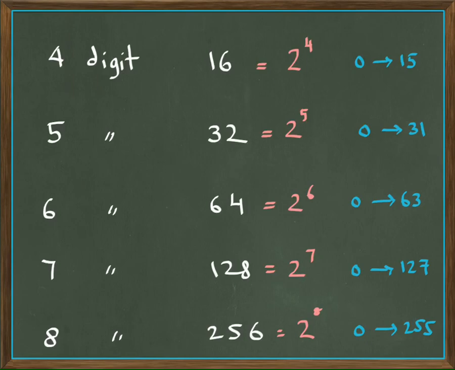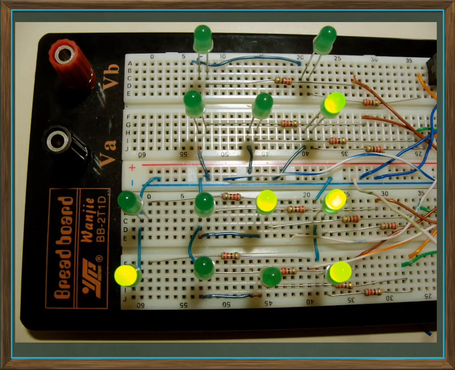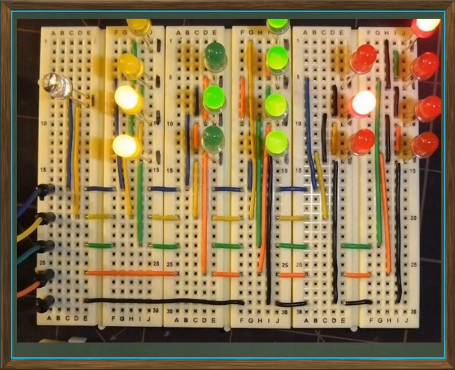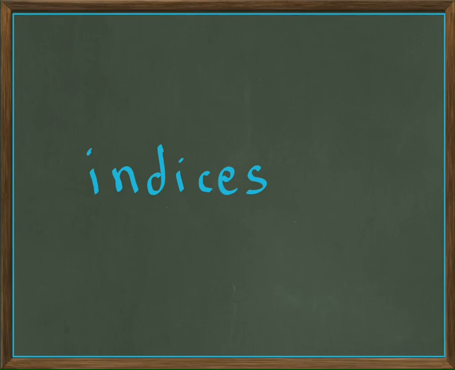Similarly, for a 5-bit number, the decimal value will range from 0 till 31, 6-bit 0 till 63, 7-bit 0 till 127, and so on. So now these electronic circuits that you see, the combination of whether these LEDs light up or don't light up, that is all dependent upon this concept of binary numbers.